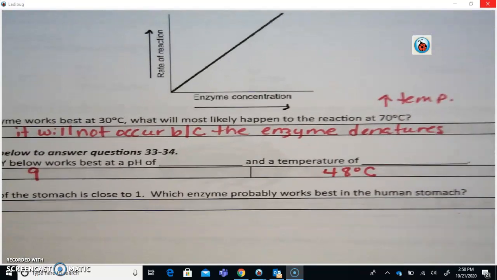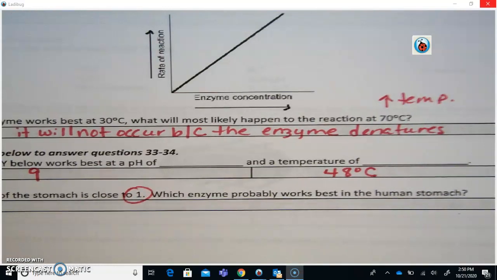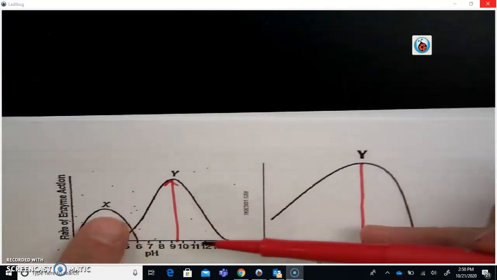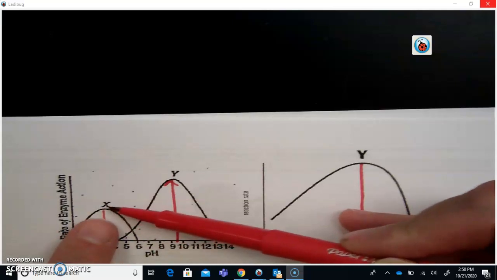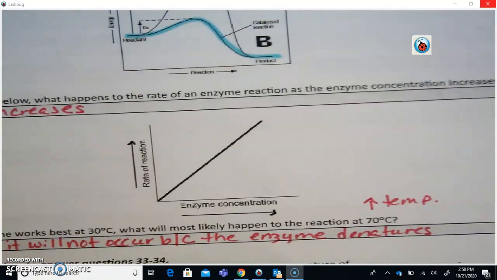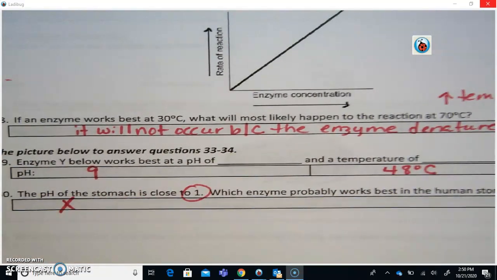Okay, and then the next question, the pH of the stomach is close to 1. Which enzyme probably works best in the human stomach? So obviously we're looking for an enzyme that works well in a very, very strong acid, a pH of 1. So it looks like to me, the one that's closer to 1, obviously it's going to be enzyme X. So enzyme X would work best.